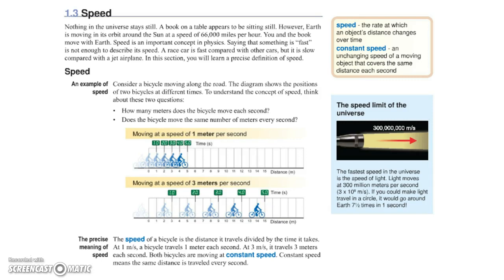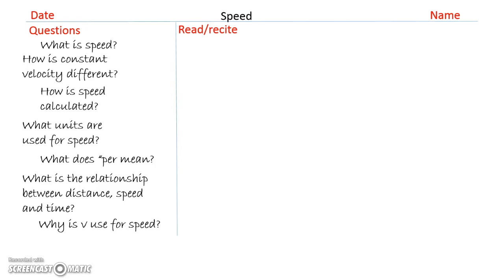My first question was, what is speed? So I'm going to read and then recite, or put those answers into my own words. From the reading I read a definition, but to put it in my own words, I answered the question, what is speed? Speed is the rate that an object's position changes. That means something to me.